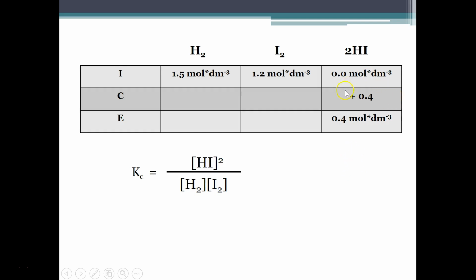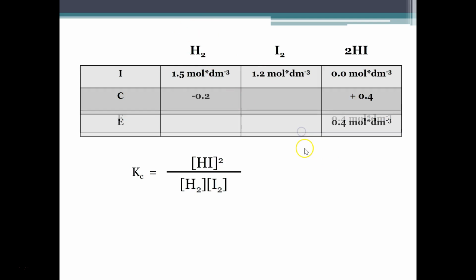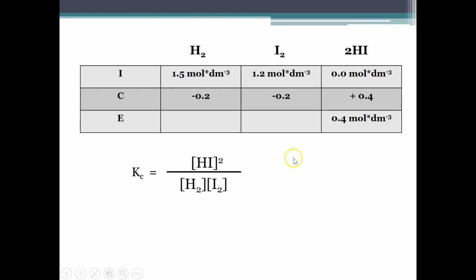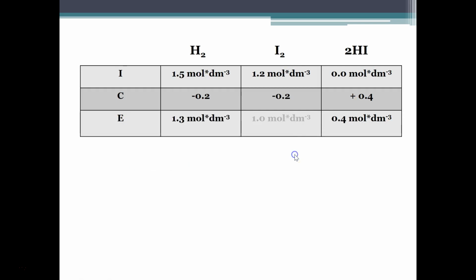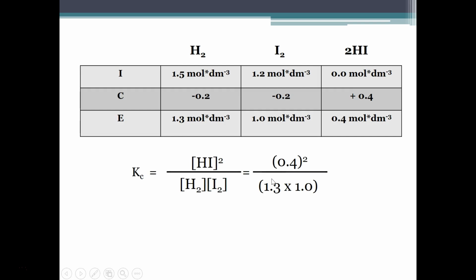All right, now's where we use stoichiometry. I know that for every 2 moles of HI produced, I would use 1 mole of I2 and 1 mole of H2. So the change in H2 and I2 is minus 0.2 moles. Now that I know that, I can calculate the equilibrium concentrations of H2 and I2, write the expression for K, plug in the values, and solve. And in this case, I get K is 0.12.